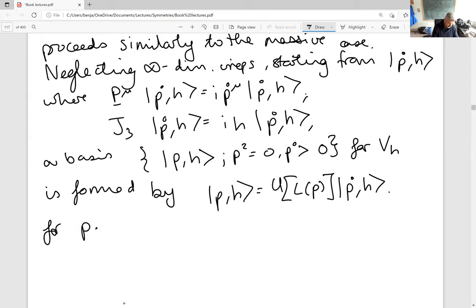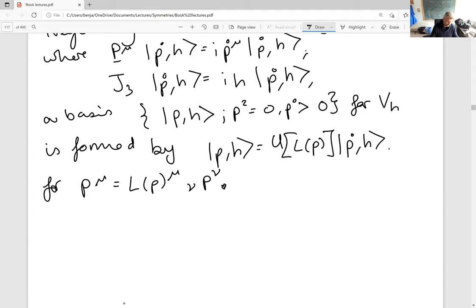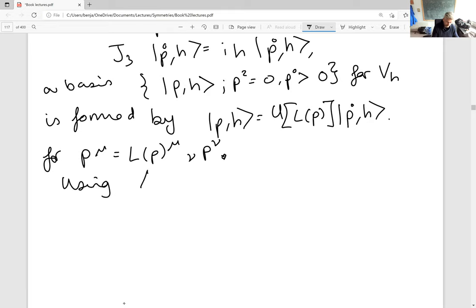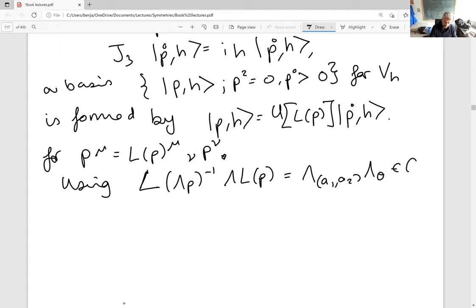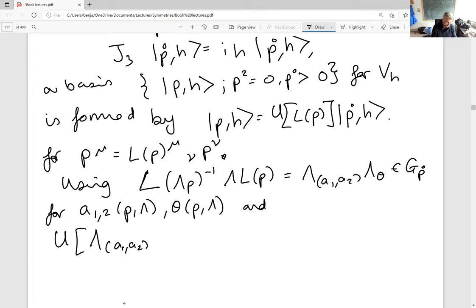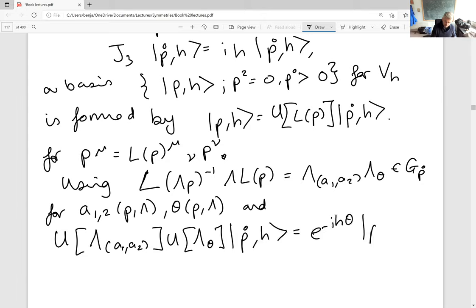So this is the same as before. We use L(Λp)^{-1} Λ L(p) is in the little group, so we want this to be equal to our element in the little group. This is Λ(A1, A2, θ), in the little group. And now we consider A1 and A2 to be functions of p and Λ, and θ also now to be a function of p and Λ, because they have to satisfy this equation. And U of Λ(A1, A2, θ) acting on |p̊, h⟩ gives us e^{-ihθ}|p̊, h⟩.